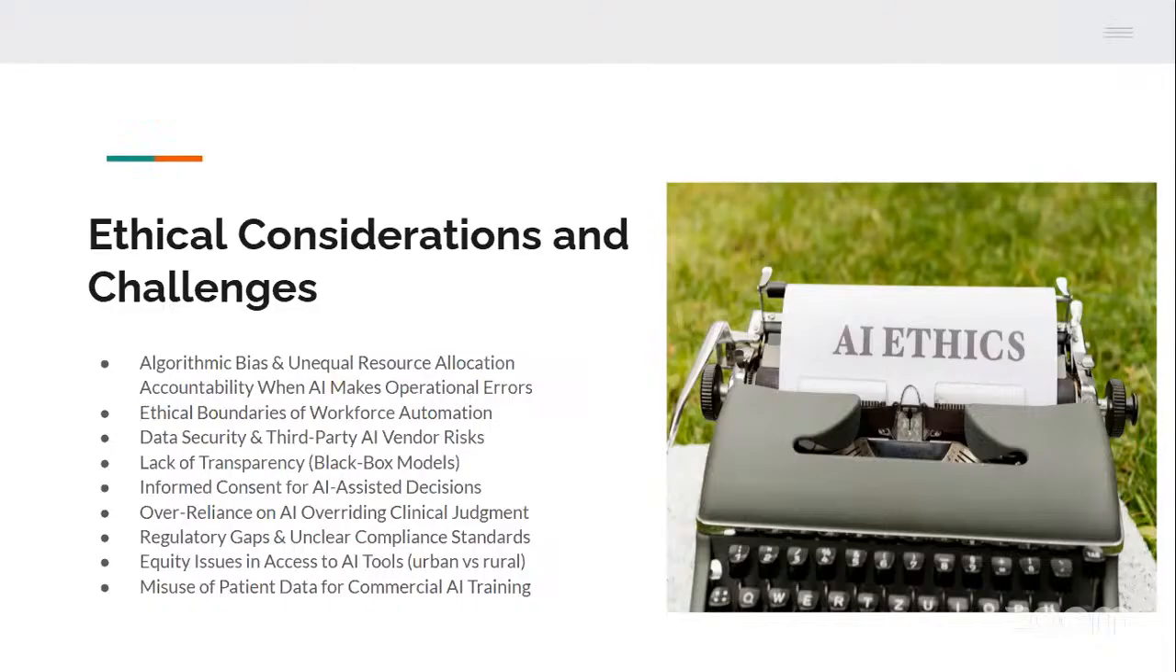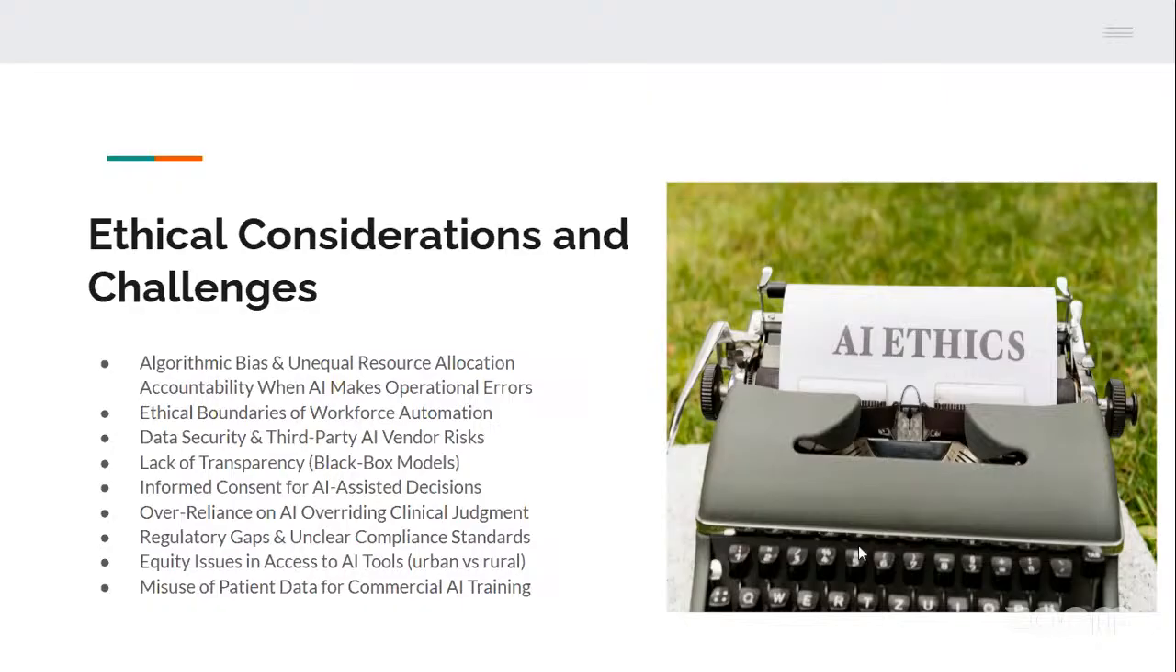Next is accountability when AI makes operational errors. If there is an operational error, who is going to own the accountability? If an error happens in a classification, even though it is data driven, who will own that error? Medical errors are not easy errors; they have zero tolerance, as life is at risk. So this comes with a great responsibility. Next is ethical boundaries and workforce automation. People tend to bypass hospital protocols and other things, which is really hard.